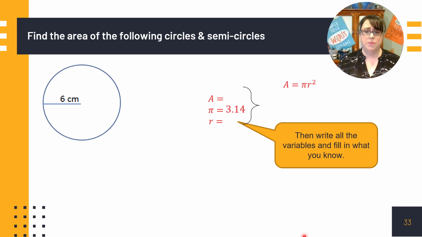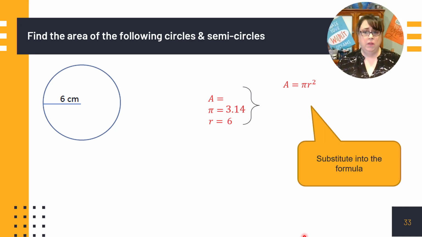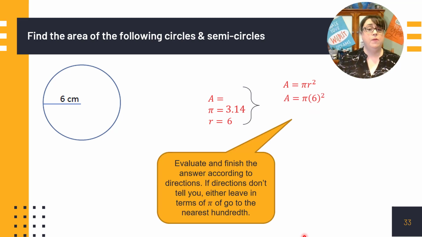We know pi is 3.14, and we know the radius is 6 because this one's going from the center to the edge, not the diameter. And then we fill in what we know by substitution. Now we're going to evaluate and finish the answer according to the directions. If the directions don't tell you what to do, we are either going to leave it in terms of pi, which is what I'm going to do first, or go to the nearest hundredth. Either one is going to be just fine.